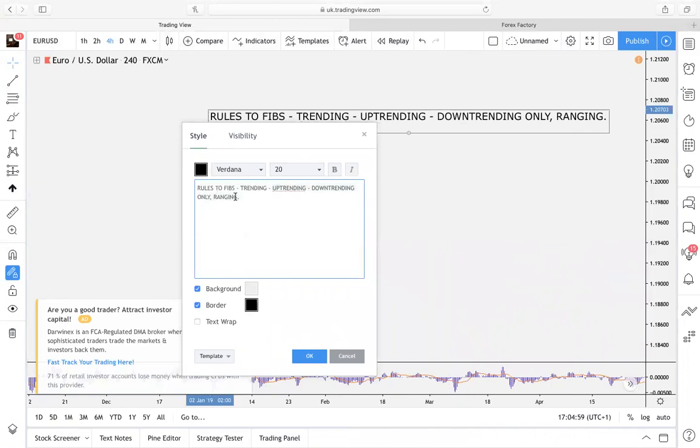Do not use this on a ranging market, otherwise you're going to hit stop loss constantly. I can promise you that from experience. So again, with uptrending, these are all rules that you need to follow. Uptrending, we pull it from the higher low to the higher high. And downtrending, we're pulling it from the lower high to the lower low. Again, these are the rules you need to follow when using Fibonacci.